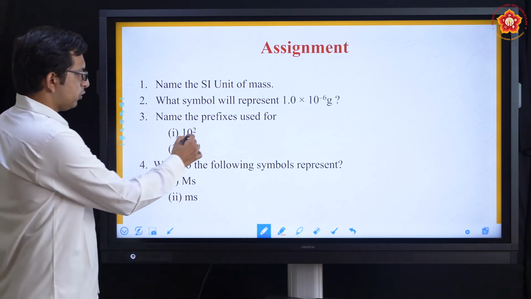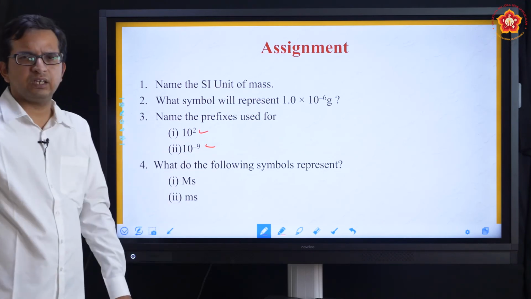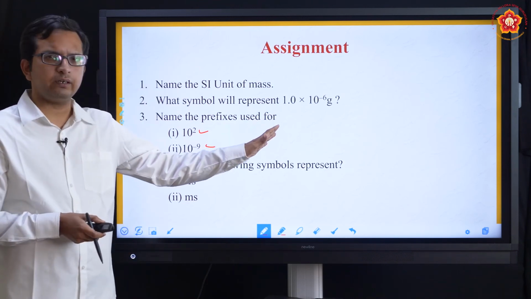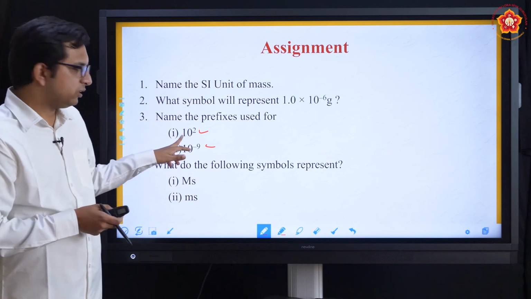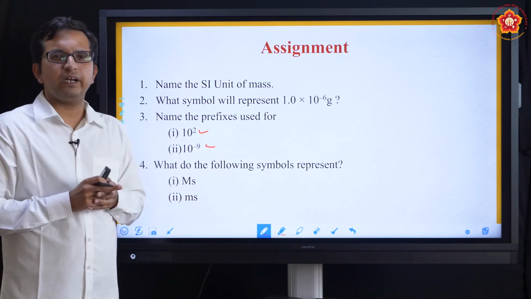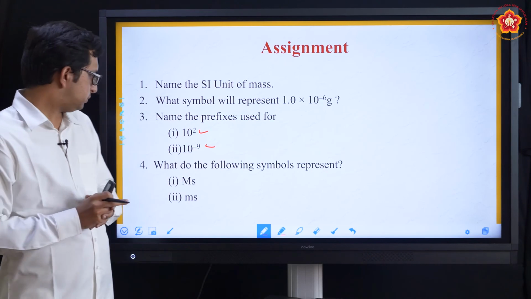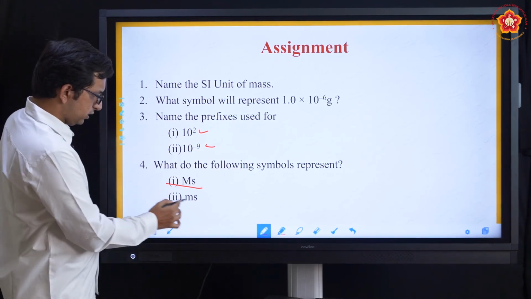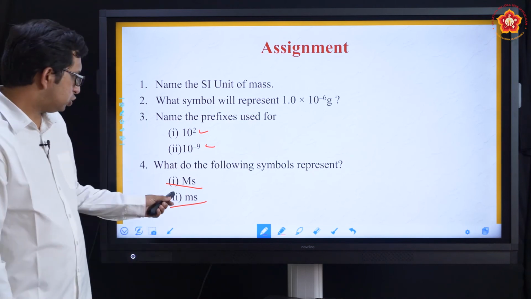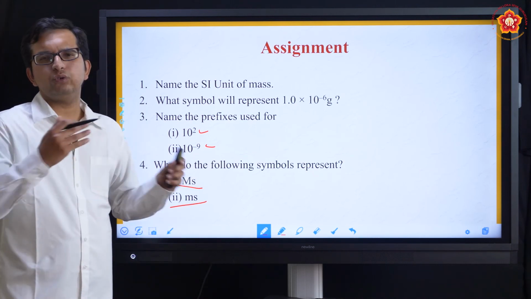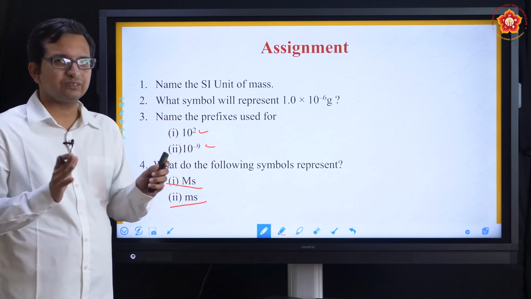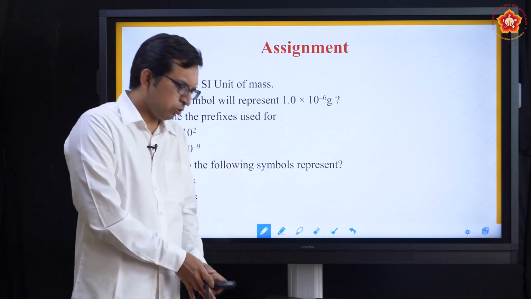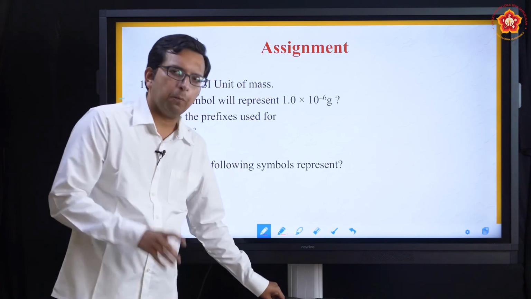Name the prefixes for 10 raised to 2, 10 raised to minus 9. This is more conceptual, you just got to refer to the table which was there. But please be aware that these things you will have to have in your mind in your long run studies. What do the following symbols represent? Be clear how it is represented. Capital M small s, small m small s. What do these indicate? So you have to be careful, because as I already told you, whatever symbols we give, whether you write it in capital or small, matters a lot.